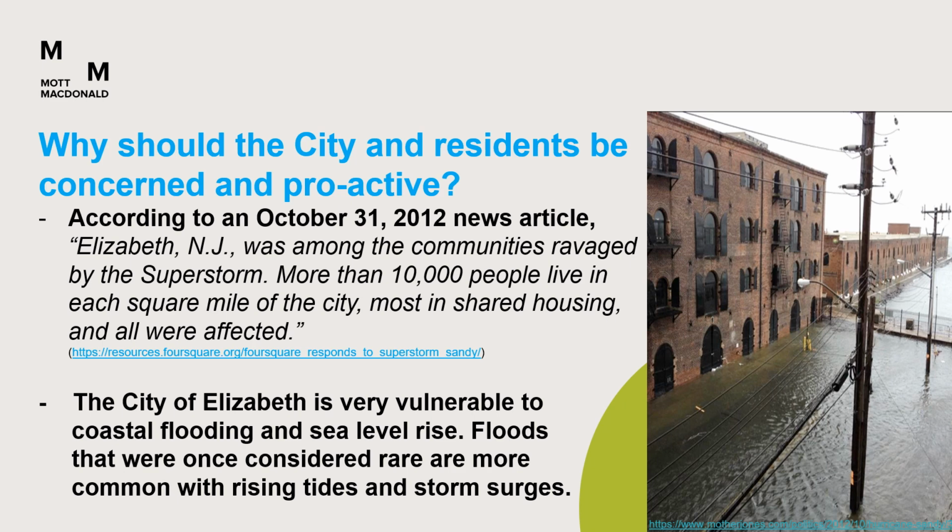More than 10,000 people live in each square mile of the city, most in shared housing, and all were affected. The city of Elizabeth is very vulnerable to coastal flooding and sea level rise. Floods that were once considered rare are more common with rising tides and storm surges.